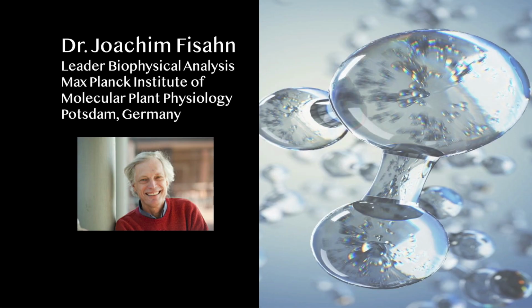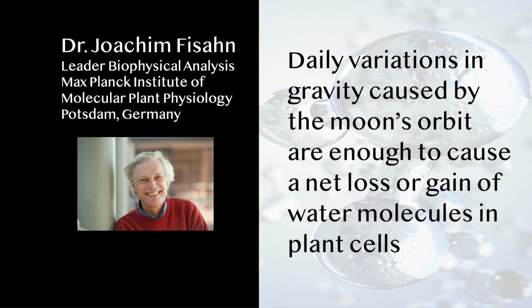Barlow believes this has to do with the movement of water within the plant, probably in the joint where leaf meets stem. And there is more evidence on the moon's effect on the water in plants. Dr. Joachim Fies-Hahn of the Max Planck Institute found that daily variations in gravity caused by the moon's orbit trigger a net loss or gain of water molecules in plant cells.